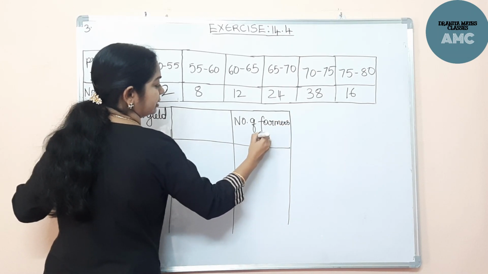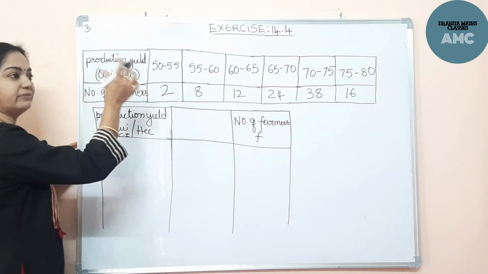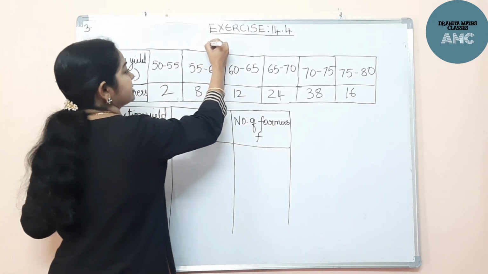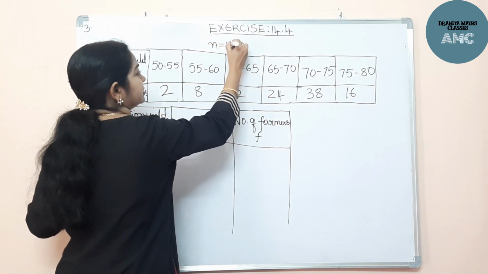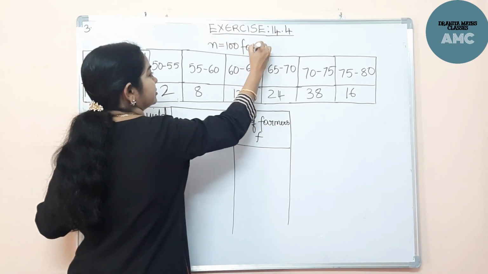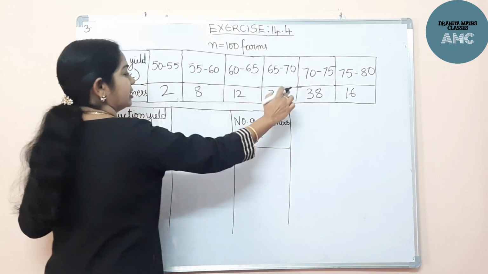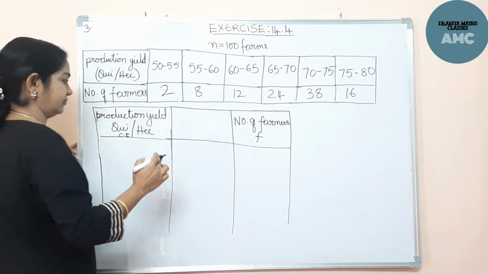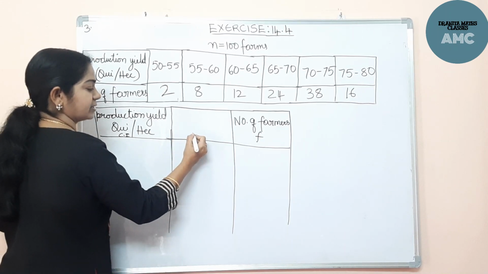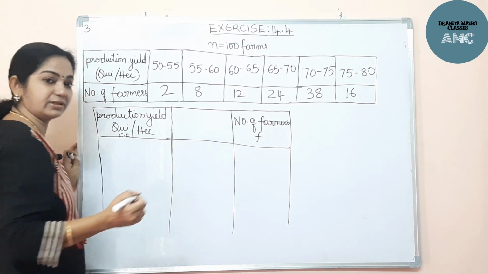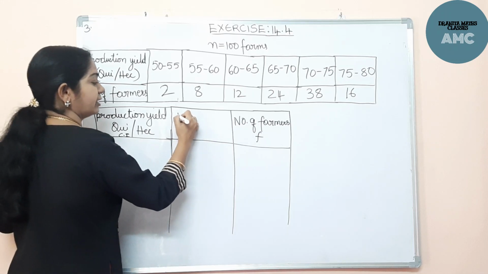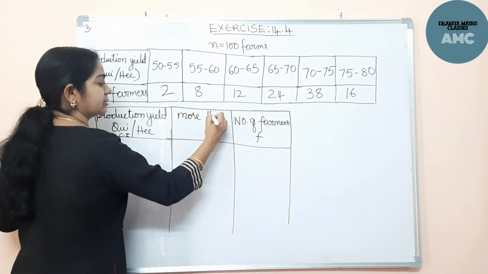So this is our F. Now here, given the total N as 100 farms, isn't it? 100 farms. So the given values are the frequency values F. Now we need to find the cumulative frequencies. Also, it is given that we have to find out the more than cumulative frequencies. More than CF.